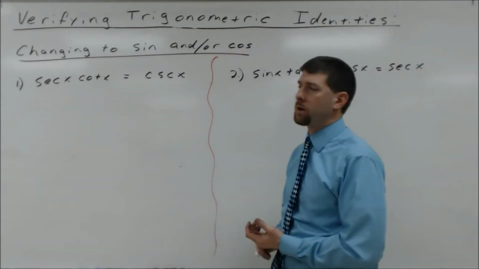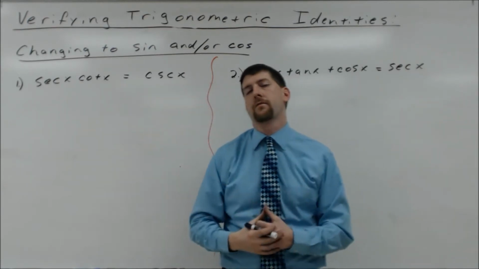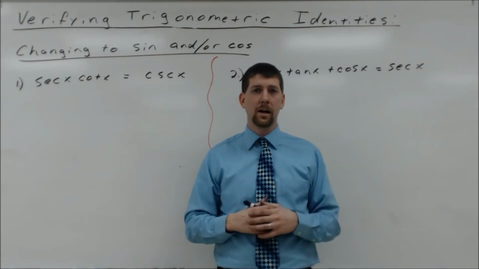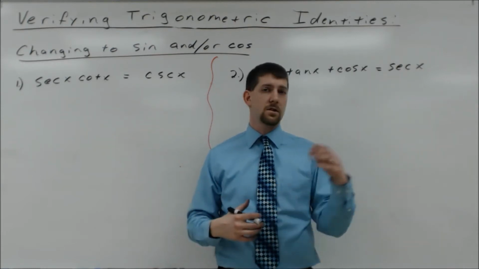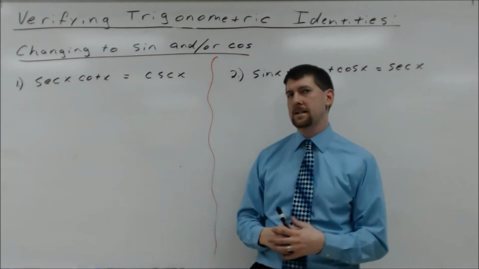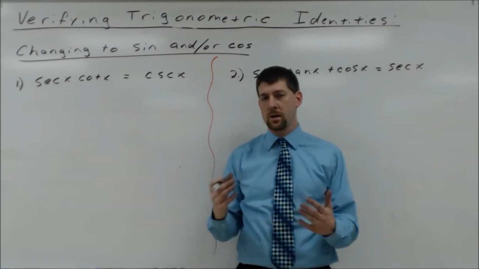Okay, guys, first technique we're going to look at is changing everything to sine or cosine. We know that based on all of our identities, everything relates back to sine and cosine somehow, whether it be reciprocal identities, the quotient identities, or Pythagorean identities. We can all turn it back into some relationship of sine and cosine. So that's the first technique you can always go with.